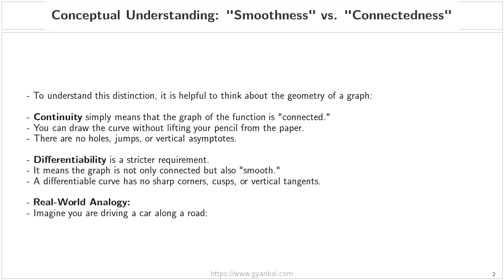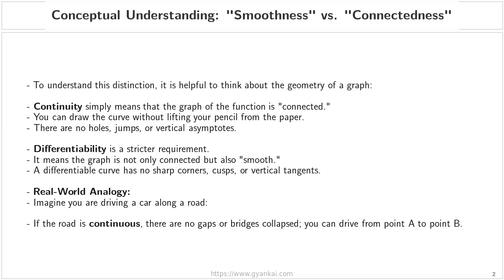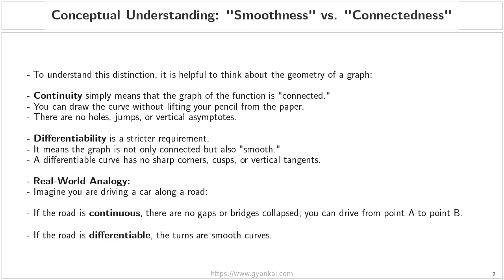To make this concept more intuitive, let us use a real-world analogy. Imagine you are driving a car along a road. If we say the road is continuous, it simply means there are no gaps or collapsed bridges in your way. As long as the road is continuous, you can physically drive from point A to point B. But if the road is differentiable, it means the turns are designed as smooth, sweeping curves, allowing you to maintain your speed and steer gradually.